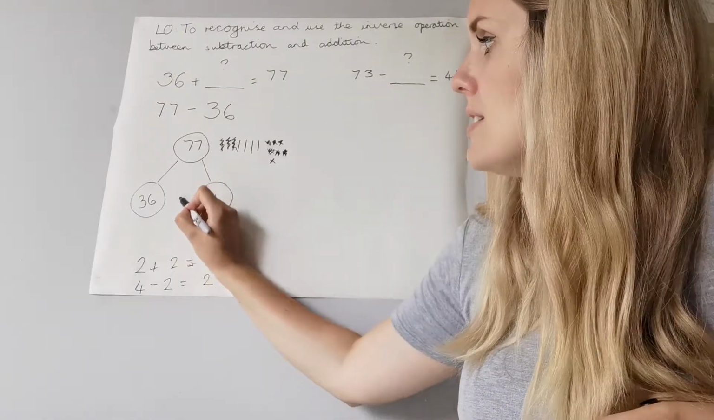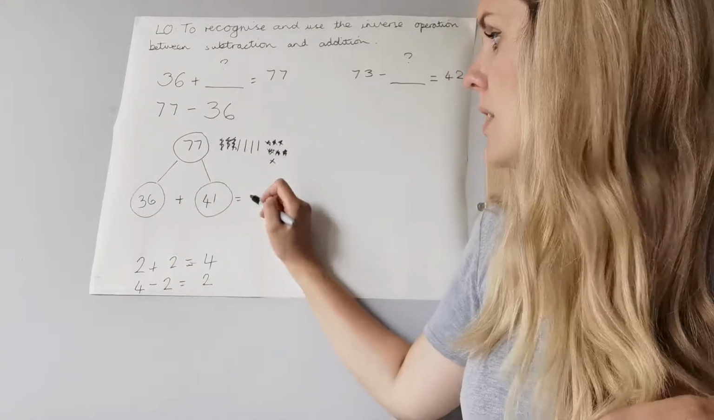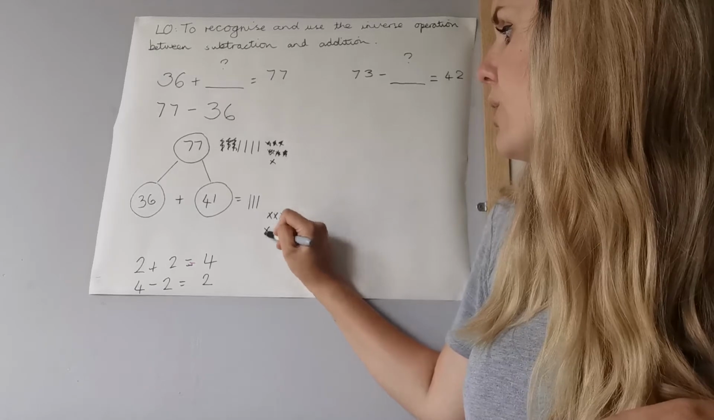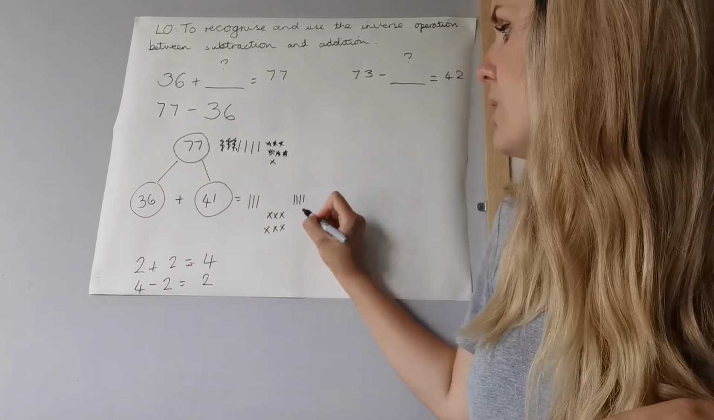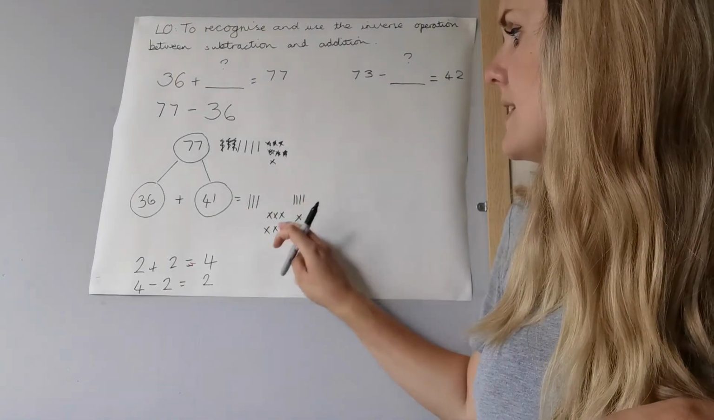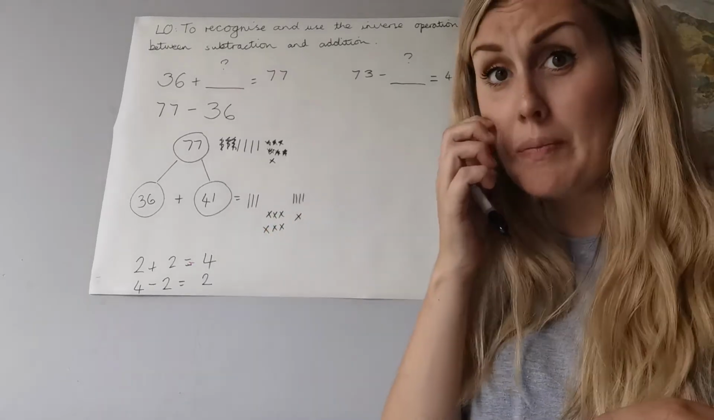I can do 36 add 41, and hopefully I'm going to get to 77. So 36, 2, 3, 4, 5, 6. 41, 1, 2, 3, 4. 10, 20, 30, 40, 50, 60, 70, 71, 72, 73, 74, 75, 76, 77.